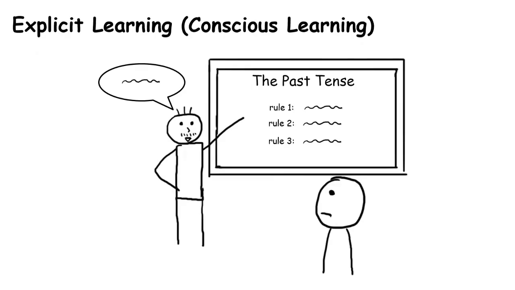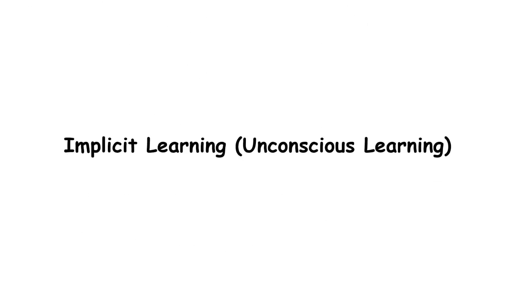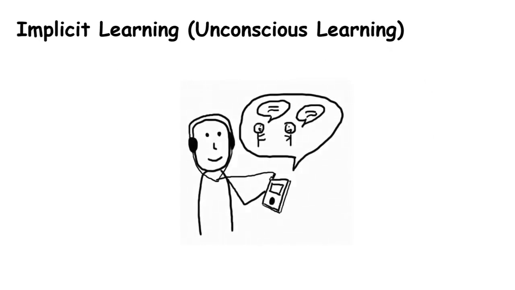When you listen to an English teacher explaining the past tense, you're learning English explicitly by consciously memorizing how to use the past tense. The second type of learning is called implicit learning or unconscious learning. In implicit learning, the learner doesn't know what is being learned. Oftentimes, he's not even aware that he's learning something. The learning happens unconsciously.